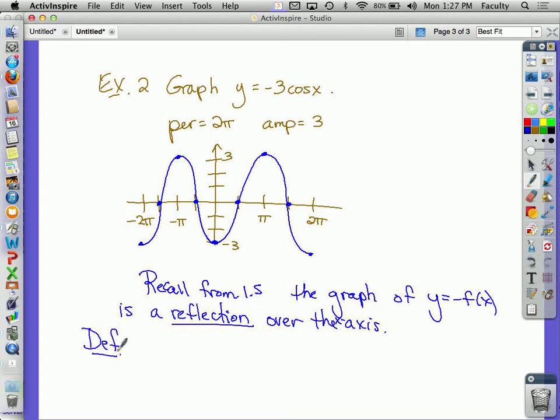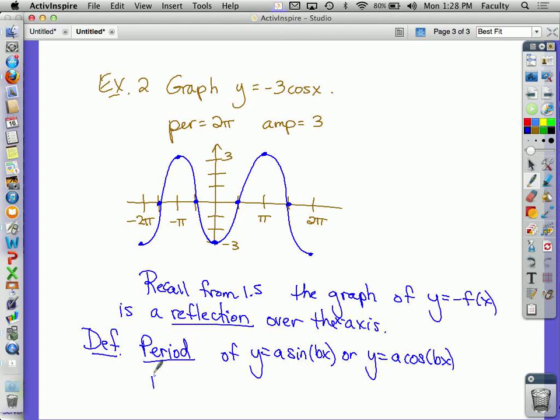Alright, so we've talked about amplitude. Amplitude is the absolute value of A, and that gives us a vertical stretch. Now we have the period length. The period of y equals a sine of b times x, or y equals a cosine bx, is 2 pi divided by the b value. Okay, so period length, we can adjust that. It's 2 pi divided by b, where b is the number in front of x.